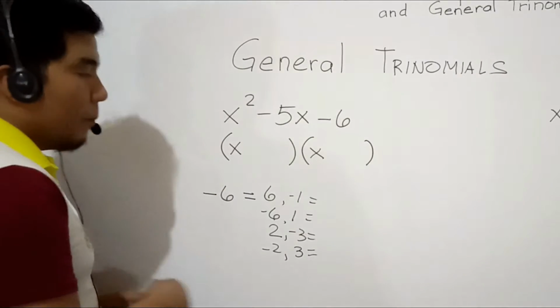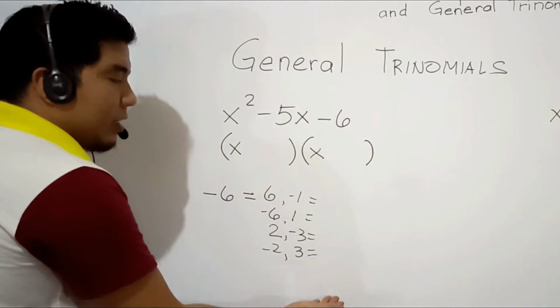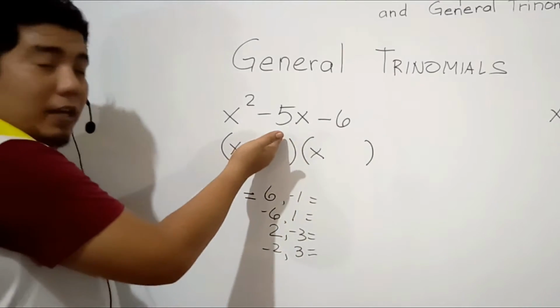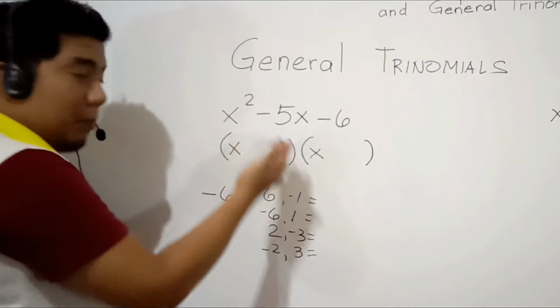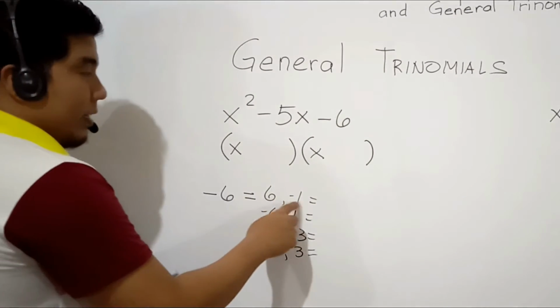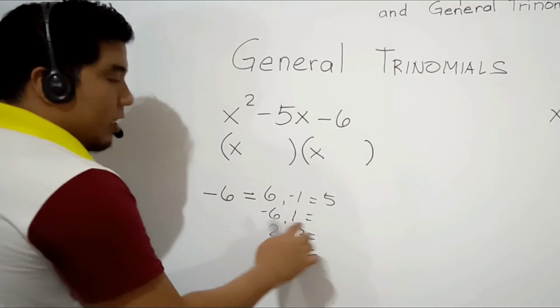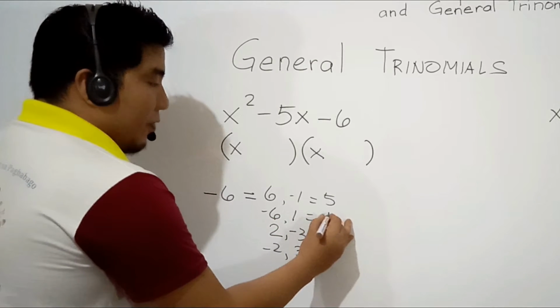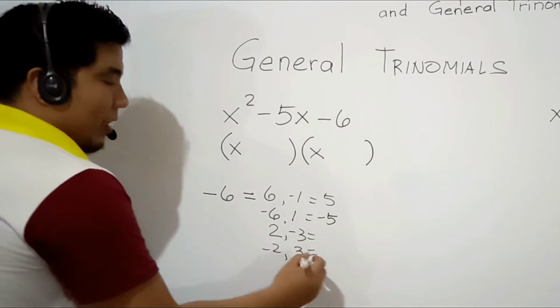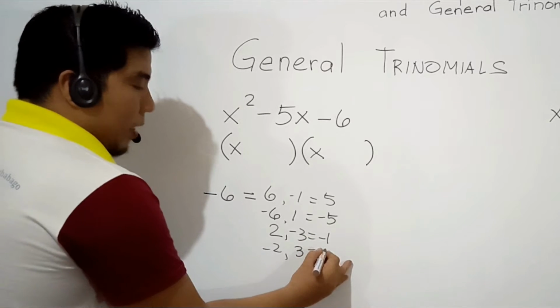Now, this is very simple. What you will do is you just add all the factors, and if the resulting sum is the same as your coefficient in the middle term, then that will be the factors that you will use. So, 6 plus negative 1 is positive 5. Negative 6 plus positive 1 is negative 5. 2 plus negative 3 is negative 1. Negative 2 plus 3, that is positive 1.